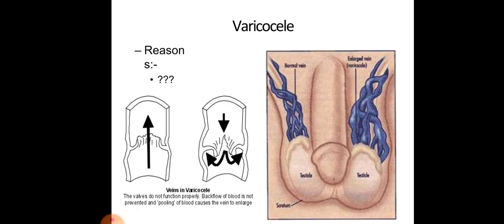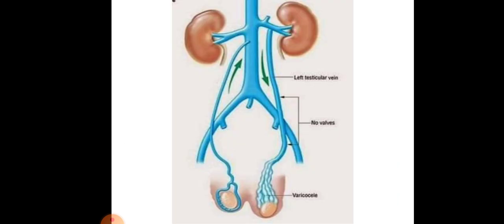Then the varicocele, that is varicosity, abnormal tortuosity in the pampiniform plexus of veins which are draining the testis. This is known as varicosity. The main reason for this is that the valves do not function properly, which results in backflow of the blood and causes pooling of the blood in the vein, and this results in enlargement and tortuosity of the veins. So here we can see the varicose veins, that is the pampiniform plexus of veins which are draining the testis.